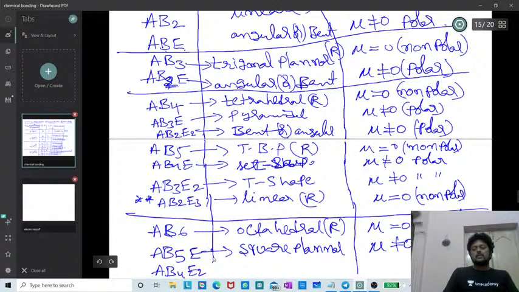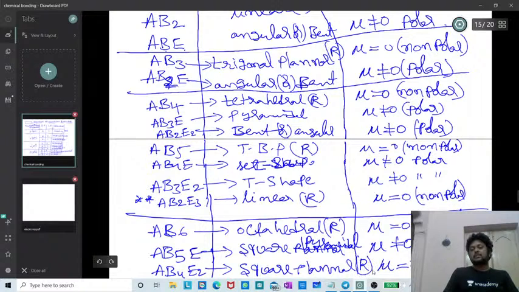AB4E2. It is square planar. Above one is square pyramidal. Now it is square planar. That means nu is equal to 0. It is a regular geometry. Square planar is regular geometry. Square pyramidal is not regular geometry. So it is non-polar.